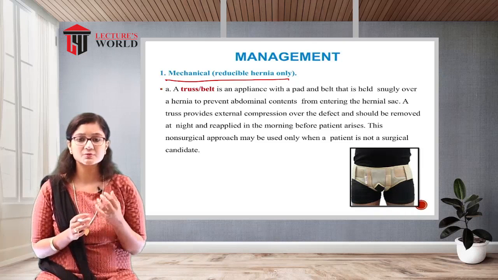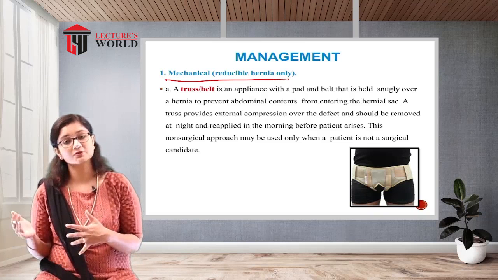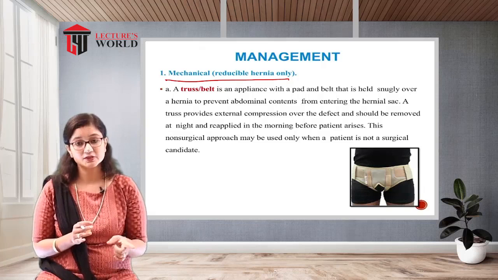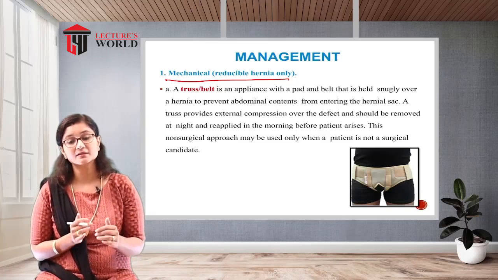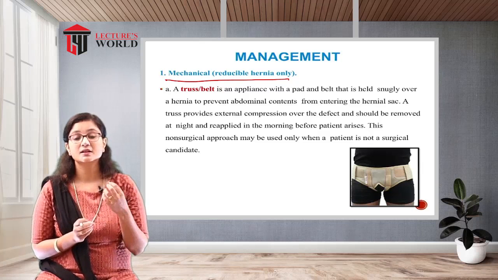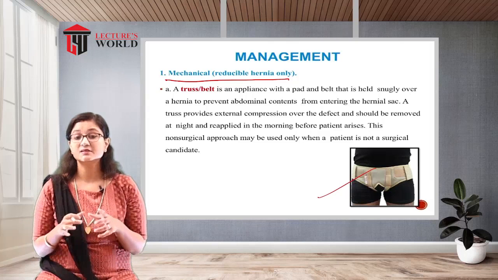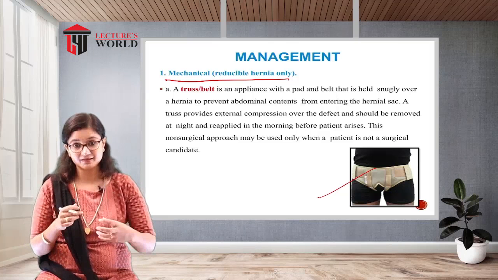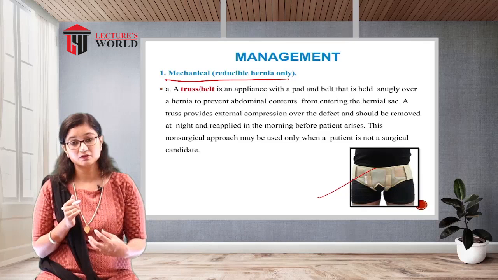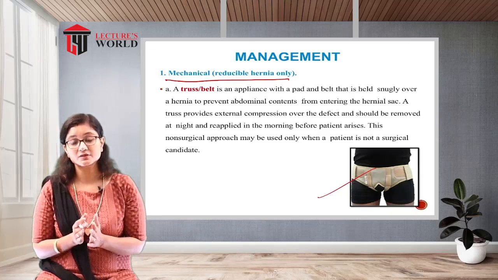Now what was the meaning of reducible hernia? Reducible hernia means I can bring the abdominal content back into the abdominal cavity. So for those reducible hernias, I can go for the first one, that is a mechanical method. In the mechanical method, the first one is using a truss, or a belt. Here you can see in the picture this belt. This is applied on the patient so that the small intestine which has been protruding out of the abdomen in a canal can be kept in place itself. So commonly used is a belt.